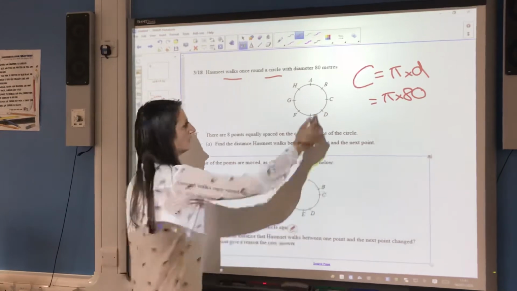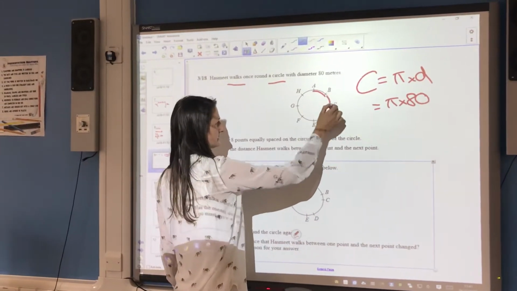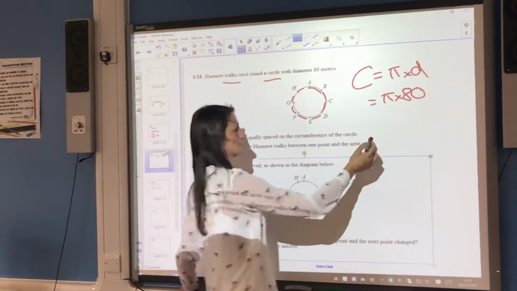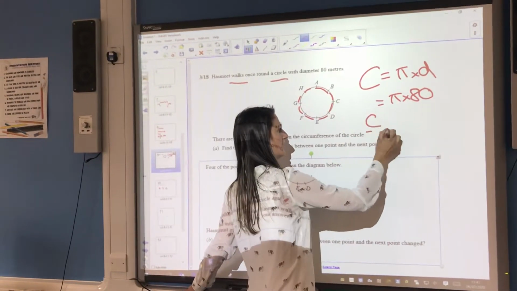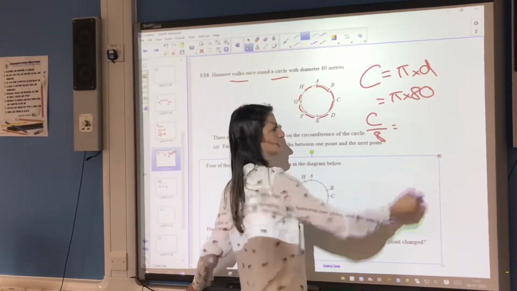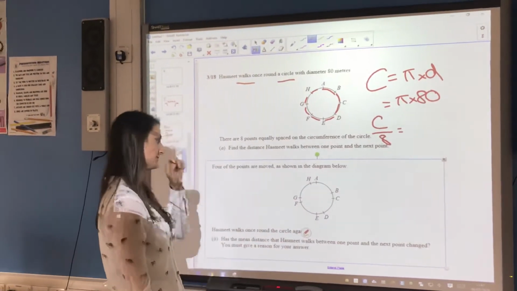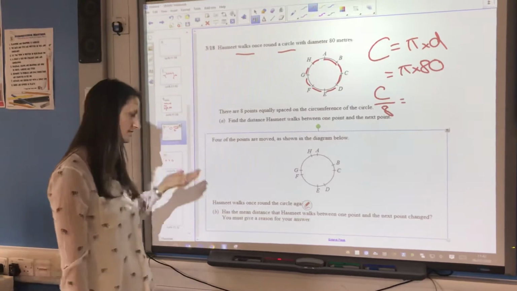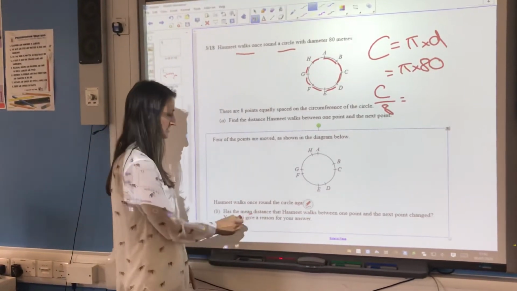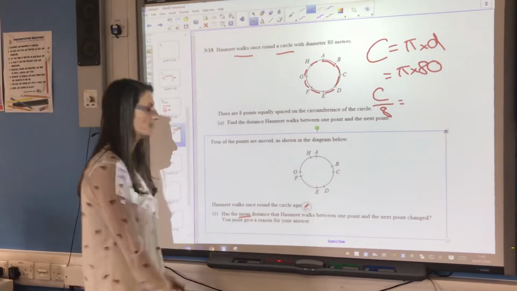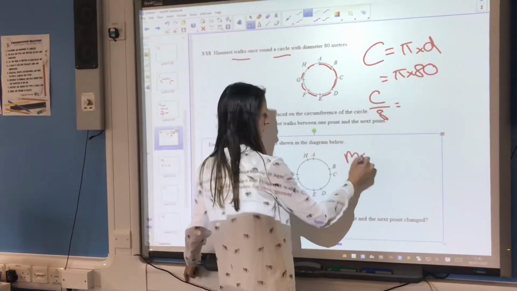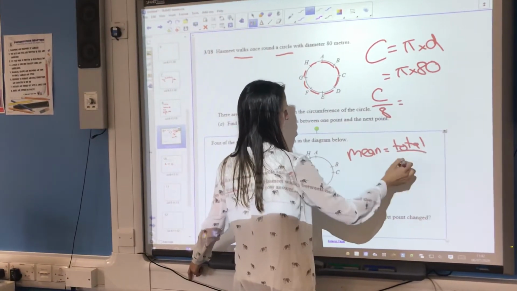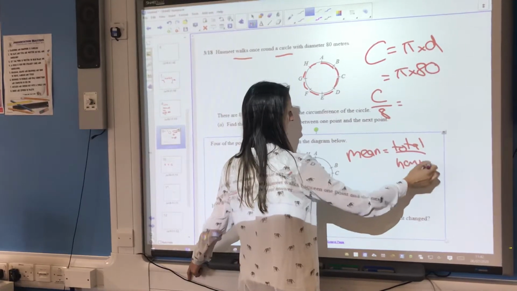the next point. Well, because there are 8 equally spaced points, all we're going to need to do is take our answer and divide it by 8, and that will give you the distance between each one. The second part just tries to get you to think a little bit about the definition of the mean. So mean is equal to the total divided by how many.